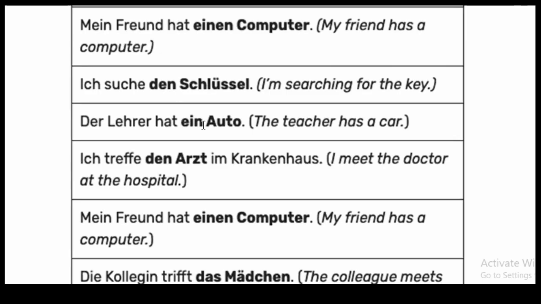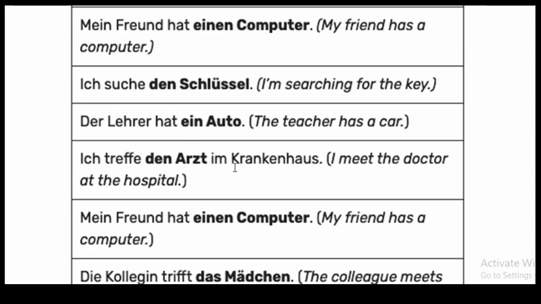Der Lehrer hat ein Auto. The teacher has a car. Why do we write ein here? Eine, for example, I would consider as a feminine noun, or einen, like in this example, einen Computer, that we consider as a masculine noun. So this is a neuter noun. That's how you write a neuter noun in object.